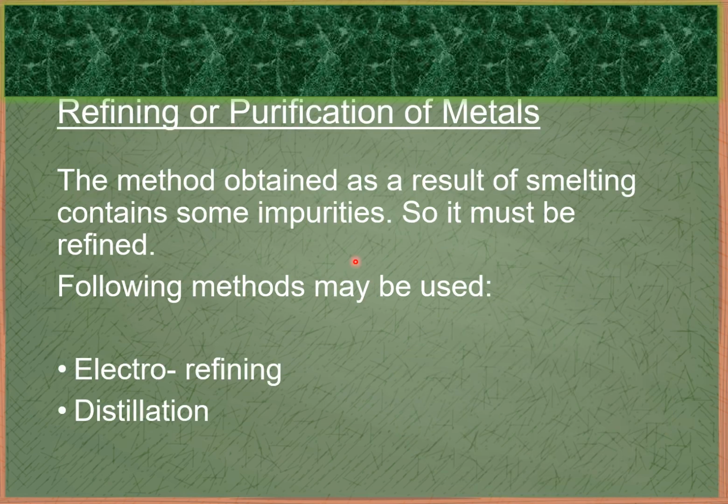Refining or purification of metals. The metal obtained as a result of smelting contains some impurities, so it must be refined. The following methods may be used for the refining or purification of metal: electro refining and distillation.